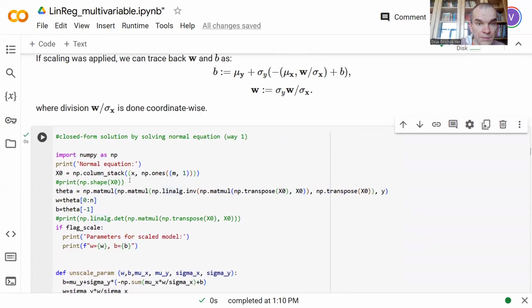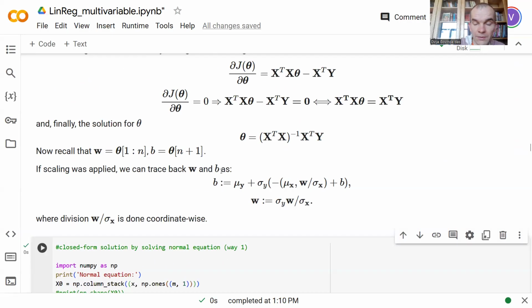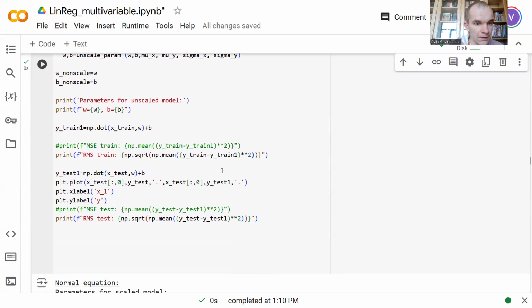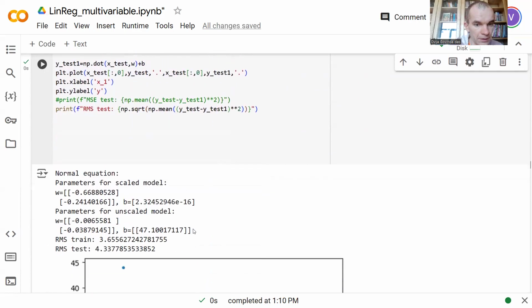And of course, as I explained in the previous video, having received w and b for scaled variables, we can switch back and get the w and b for unscaled data. They are presented here: w, two coordinates, and vector b. We have the error for the training dataset and testing dataset, 3.66 and 4.33.